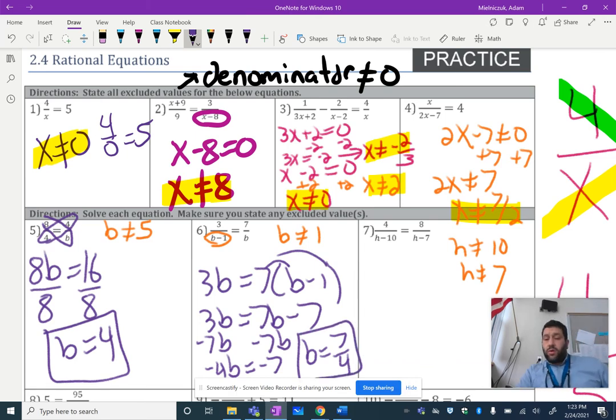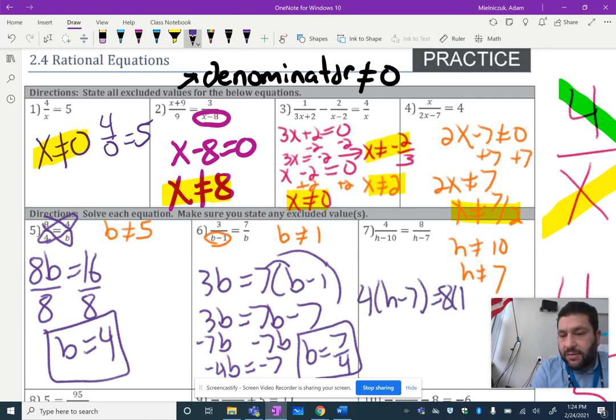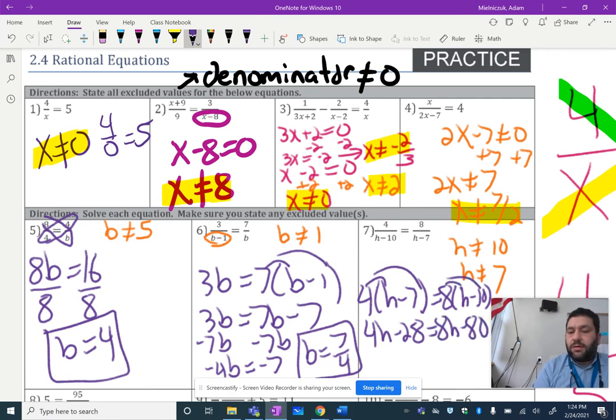And then the last one, we cross multiply to get 4 times h minus 7. Let me rewrite that so I have a little more room. 4 times h minus 7 equals 8 times h minus 10. We distribute to get 4h take away 28 equals 8h take away 80. Okay, subtract 4h, and then from there we would solve. I'm only saying from there we'd solve because I'm running out of room. And plus, if you have any questions, you can ask me after this.